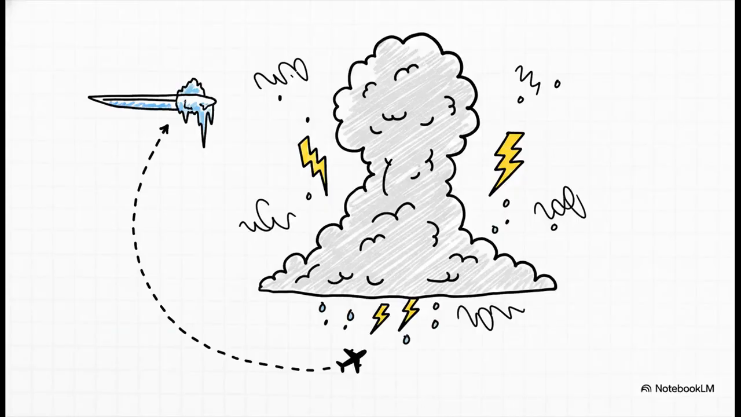So here is the absolute bottom line. The mere inclusion of the letters CB on a chart is a massive glowing red flag, period. By definition, seeing CB guarantees that severe weather is present. You aren't just dealing with a little rain here.